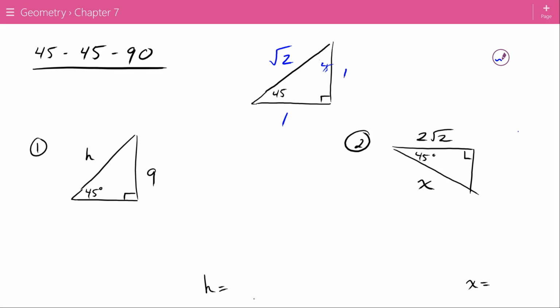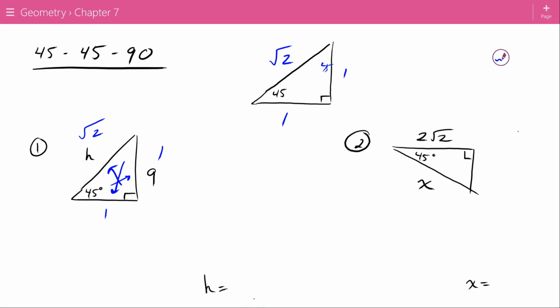Right, that's the pattern we're going to follow for all these problems. So in the first problem, we're going to go ahead and identify our different side lengths. Across from 45 is a 1. Across from your 90 is a square root of 2, and across from your other 45 is a 1.